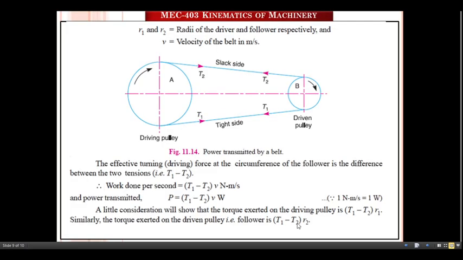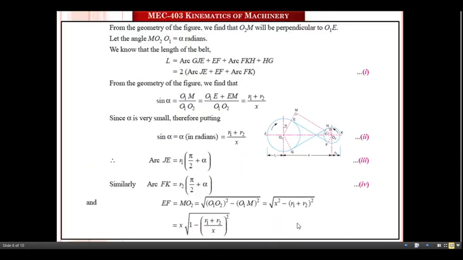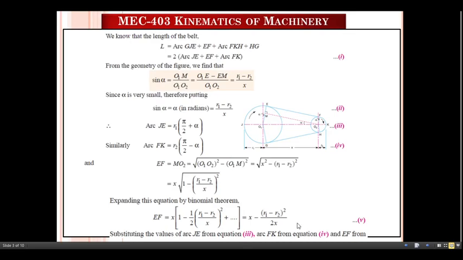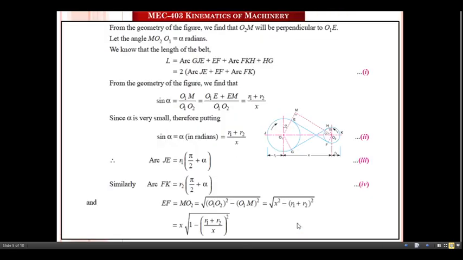I hope that today's discussion, the derivation regarding the length of an open belt drive, cross belt drive and power transmitted, is clear to you.